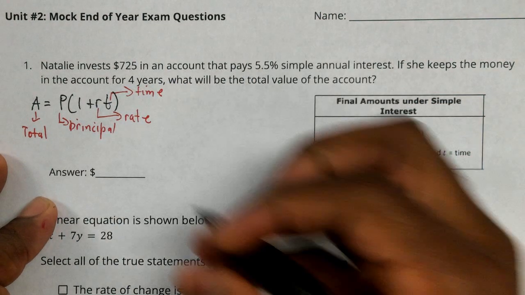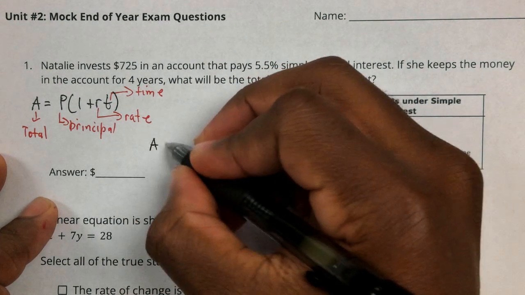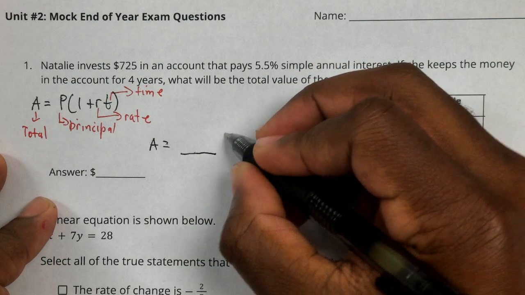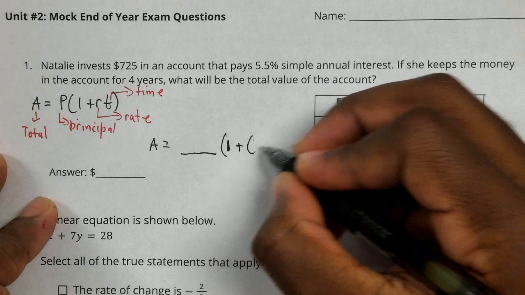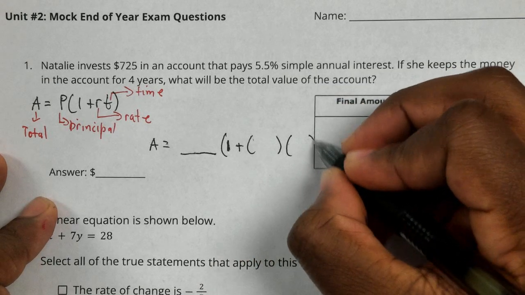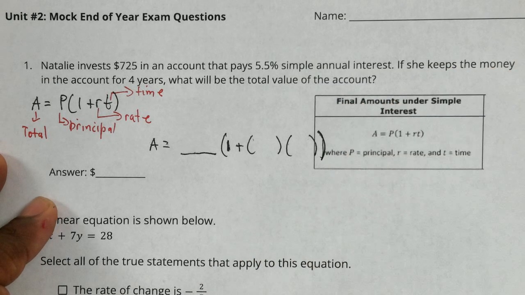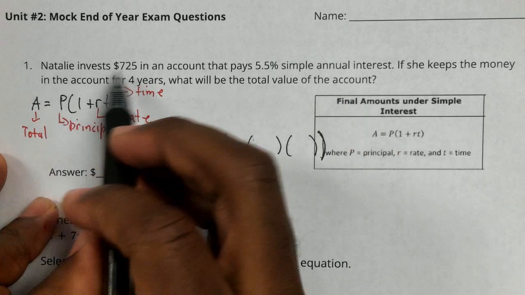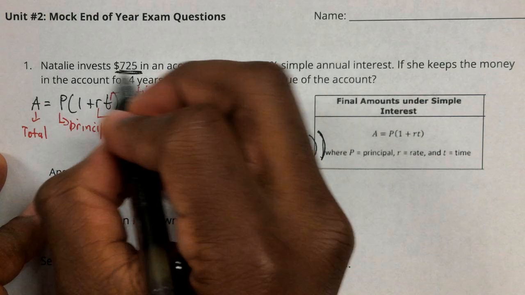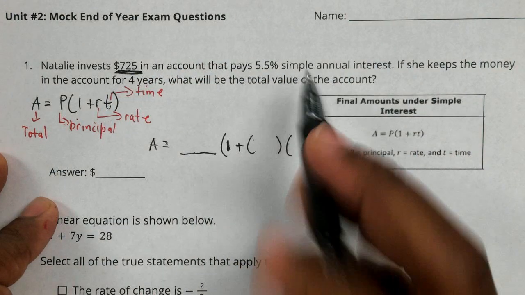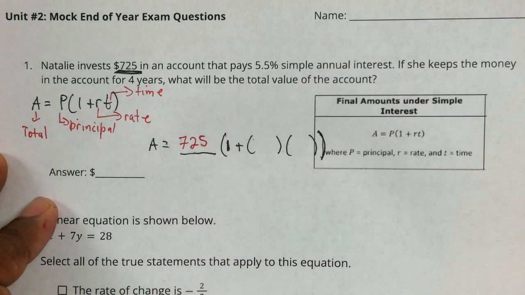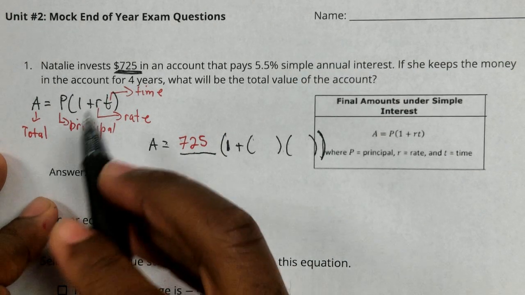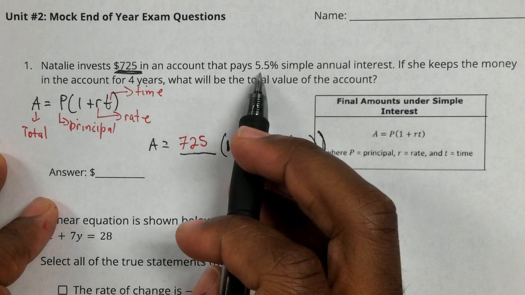So you're going to have some total equals some initial value, and then the 1 always stays the same, plus some rate, being multiplied by some period of time. It says 725 was the amount she invested in the account before she started to gain interest. So that 725 is her initial amount, the principal. The rate you can calculate by looking at the percentage.